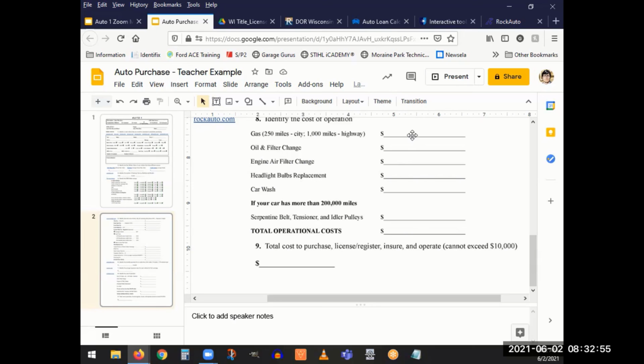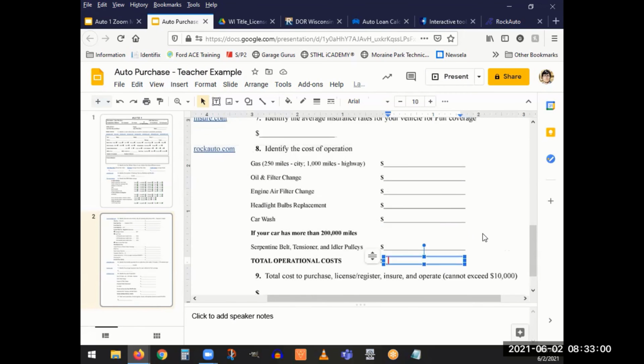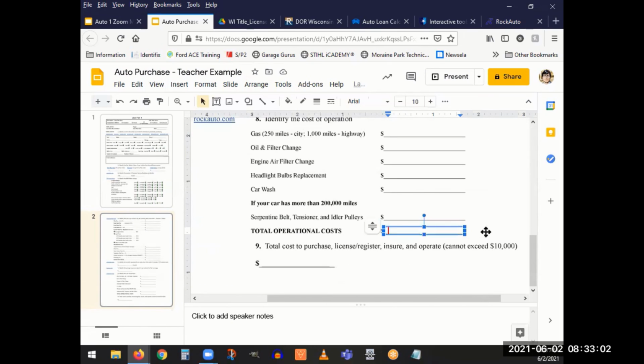Okay. Give me a total for the cost of operation. And again, anything that's in red, you're finally adding all together and putting it down here at the bottom in section 9. Whatever this total is, it cannot exceed $10,000. So that's why you want to make sure that when you are looking for a vehicle, you're looking probably no more than $8,000 maybe would probably be a good starting point, or less than that would probably get you in the ballpark.